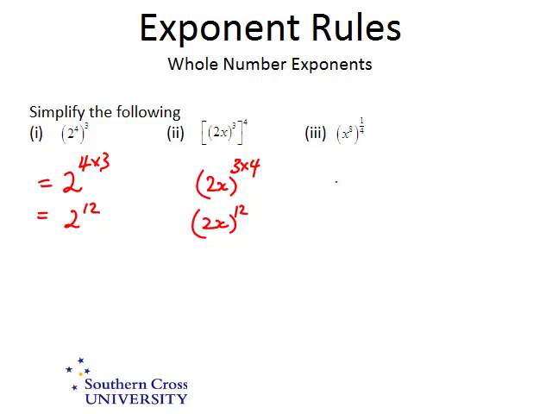And the last one here is x to the 8 times a quarter. And we know that 8 times a quarter is 2. So that's x squared.